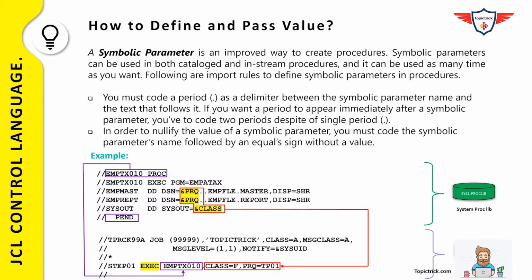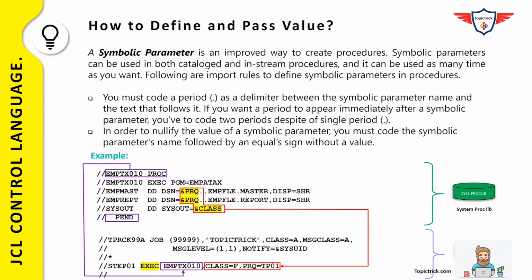The beauty of symbolic parameters is that you can write your procedure in a more generic way, and it will help you use those procedures in multiple jobs by only changing the value of symbolic parameters. For example, let's say you have a proc and a job which is running in production, and you want to test that job in your test environment. You can simply get a copy of that job in your test environment, change the symbolic parameter as per your test environment, and simply run that job.